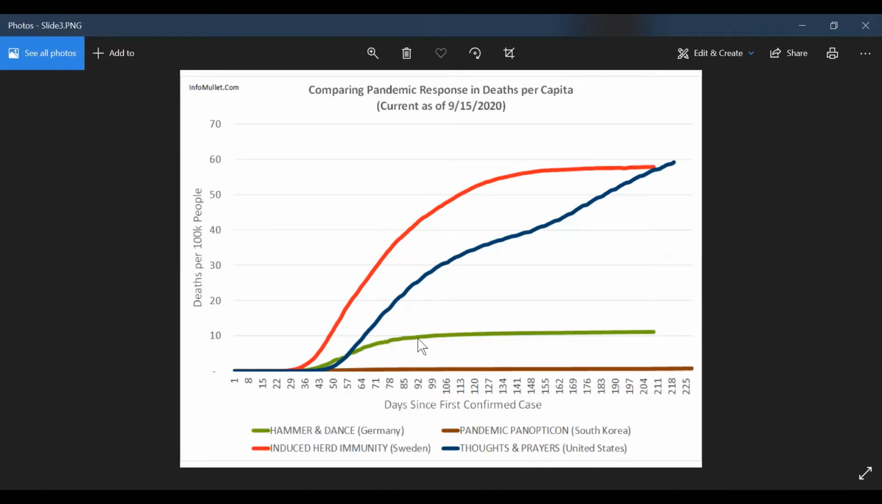Even though they have had a slight resurgence in cases, the hammer and the dance has shown that Germany was able to keep its per capita death rate at 11. It's not great. It's not nearly as good as South Korea, but it's 11. When you look at the other options, this induced herd immunity option for Sweden, it was actually much worse than the US for a long period of time.